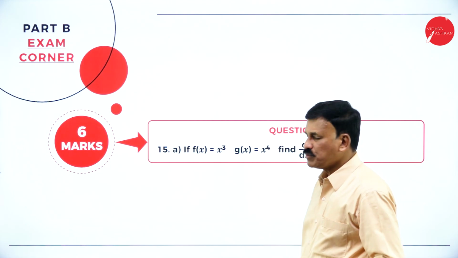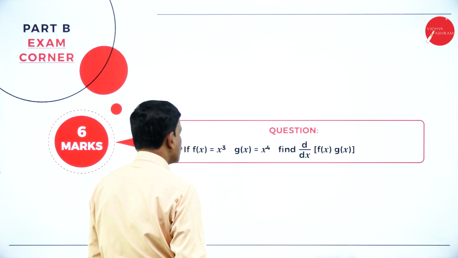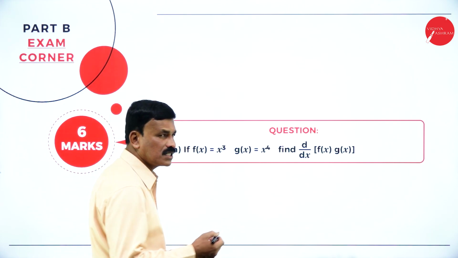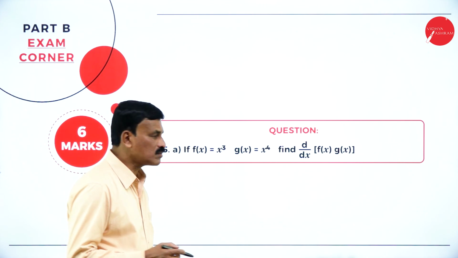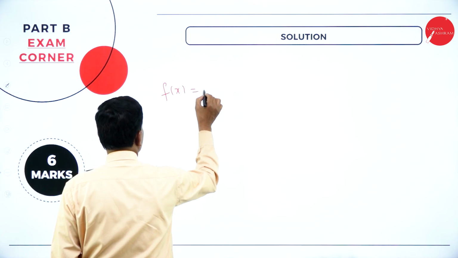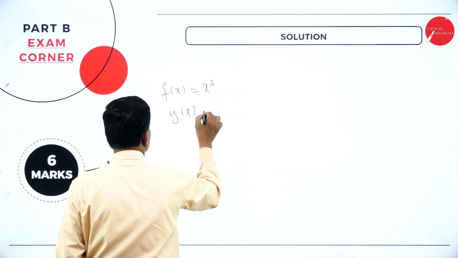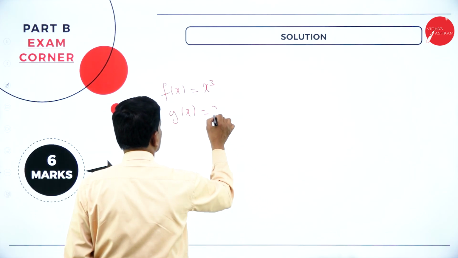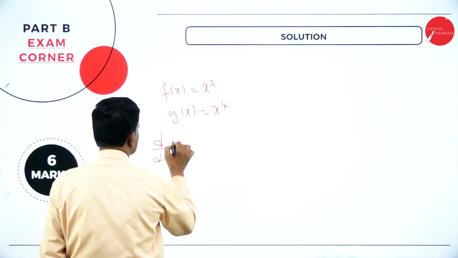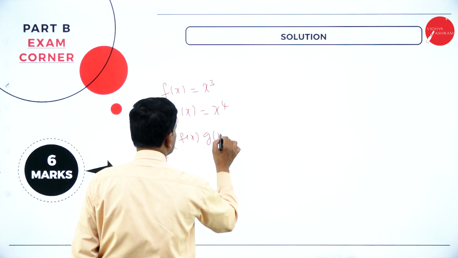What is the first problem? 15a. If f of x is equal to x cube and g of x is equal to x to the power of 4, find d by dx of f of x into g of x. Very simple problem, the easiest way to get 6 marks. So what is given? Given f of x is equal to x cube and g of x is equal to x to the power of 4. Now what is to find? To find d by dx of f of x into g of x. This is to be determined.